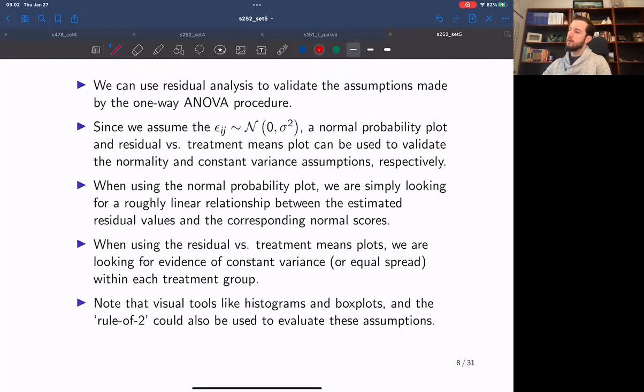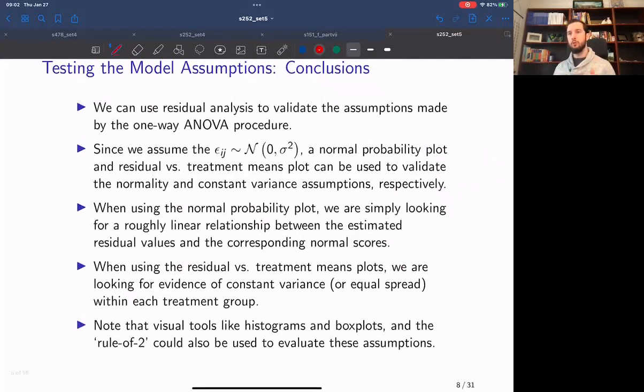So residual analysis is a tool that we can use to validate the normality and constant variance assumptions from a one-way ANOVA procedure. We can actually use them across all the different ANOVAs we're going to talk about, but we'll see examples of that a bit later. In particular, residual analysis is very useful for validating the normality assumption. This is the most common use of residual analysis for ANOVA experiments: computing the residuals, constructing a normal probability plot, and using it to assess normality of the response.